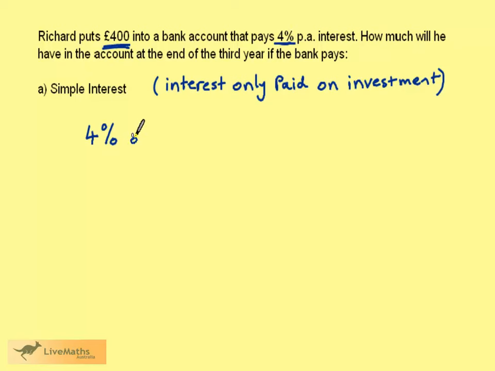We need 4% of £400. 4% as a decimal is 0.04. Of always means times, so we have 0.04 times £400. Calculating this gives us £16. So each year the interest paid will be £16.